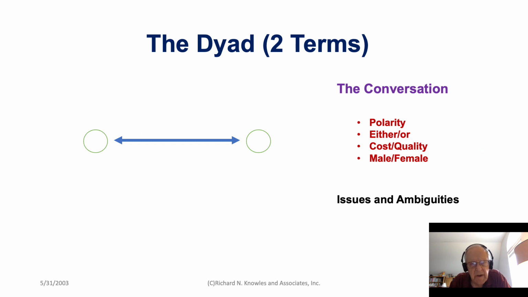The next term to look at is the dyad. As we begin to look at our intention, we begin to find that there are polarities. There are either-or situations developing. Do we have enough money to be able to do the job safely? What about cost and quality? In our relationships, what happens between male and female? How do we work all these things out, these differences? And I call this the issues and ambiguities that we're dealing with, and I place this at point 2.